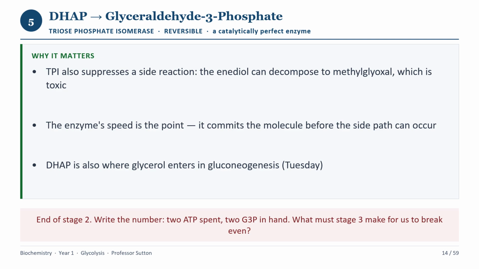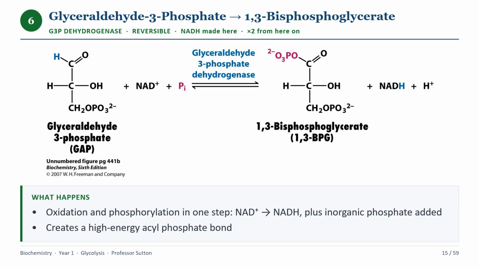2 ATP have been spent. You're holding 2 molecules of glyceraldehyde 3-phosphate. You are 2 ATP in the hole. Everything from step 6 onward is recovery and then profit. And all of it runs twice. The arsenate story earns 30 seconds. It proves the acyl phosphate is what carries the energy forward.